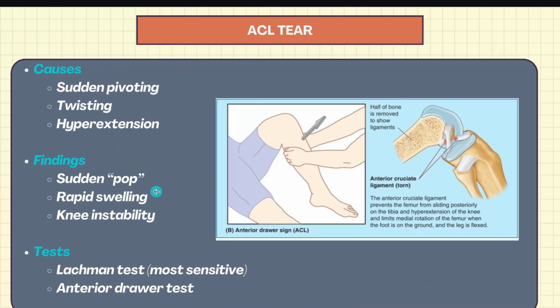Now, let's talk about anterior cruciate tear. So now that we know it's at the anterior side, the causes could be sudden pivoting, twisting, or hyperextension. Especially hyperextension, most of the time, or sudden pivoting is where you can have an ACL tear. What will you find? It's going to make a sudden pop sound, and it's going to cause knee instability. Now the two tests: we have a Lachman test, which is more sensitive, and we have an anterior drawer test. This is an anterior drawer test where the tibia is going to be protruding more forward.